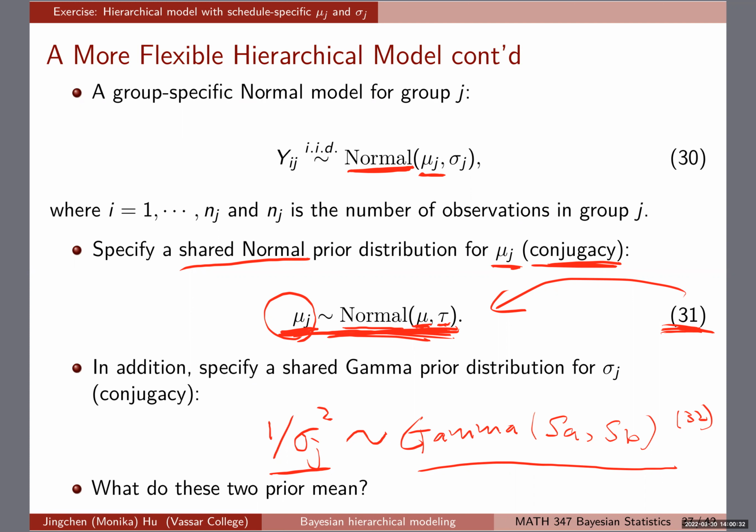And also this tau, if you remember, is the standard deviation of this normal prior. If tau is very large, then you're probably suggesting that the mu j's are going to be quite different from each other, even though they're related.